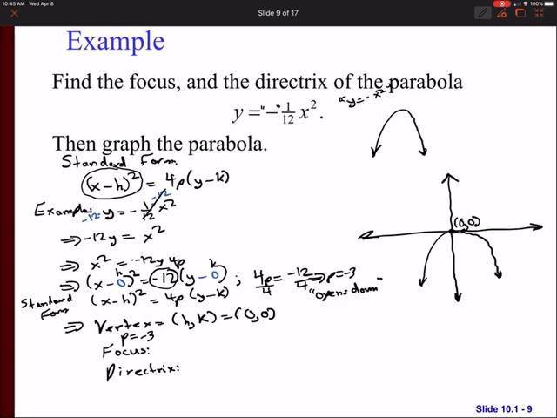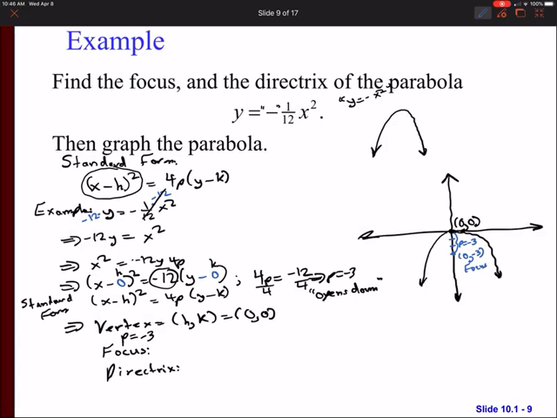Let's talk about these new pieces of information. p was negative 3, so let's plot the focal point. If I go down 3 units, I'm going to plot the ordered pair 0, negative 3. There's that distance of p, p equals negative 3. So there's my focus in my problem.